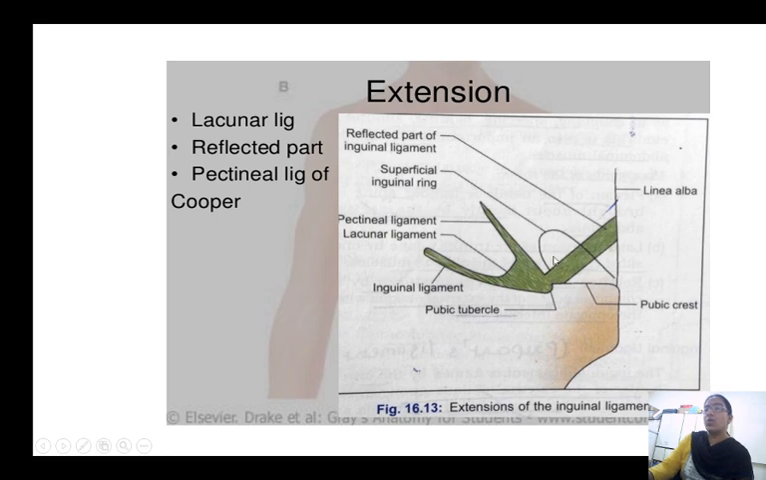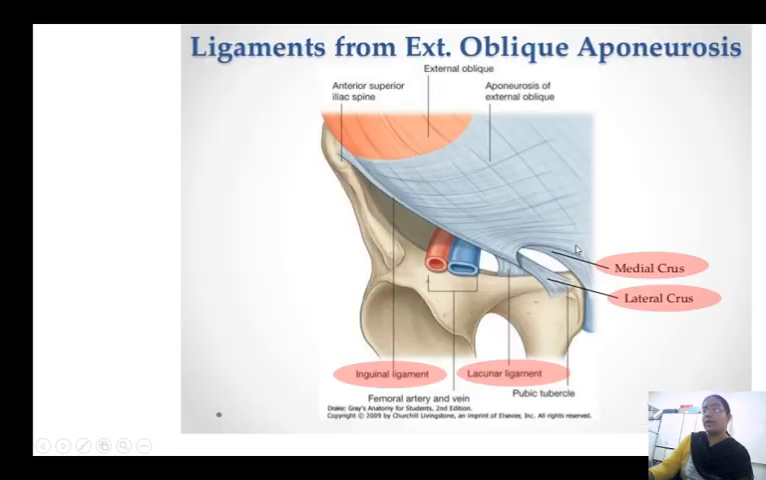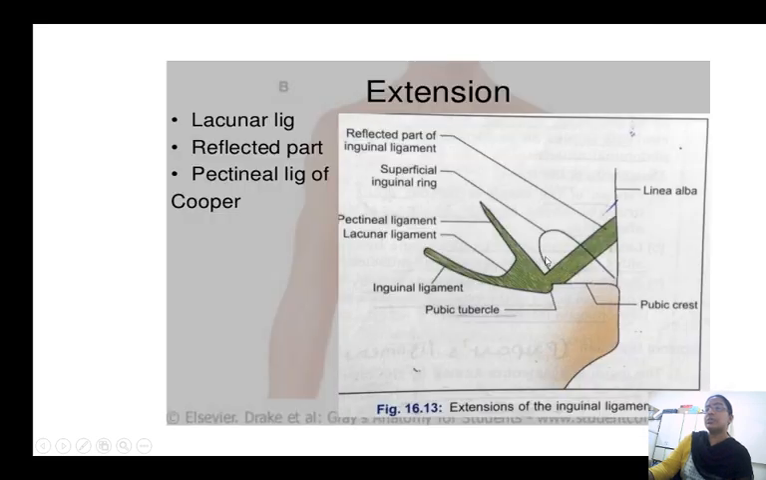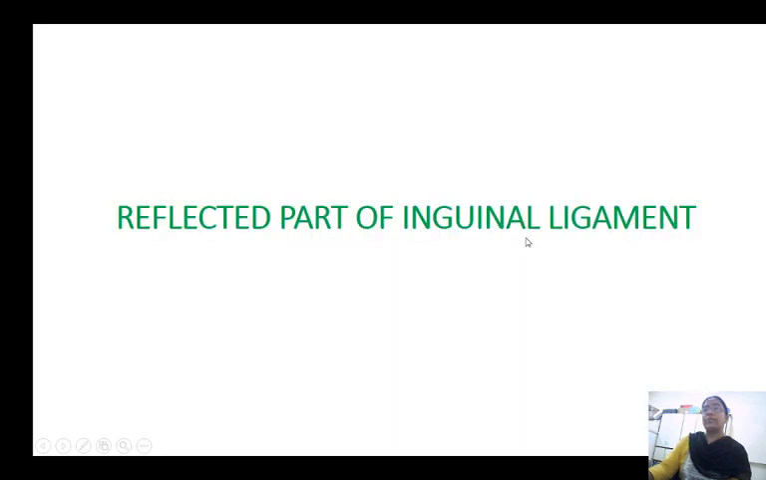When you see the superficial inguinal ring, it consists of a lateral crus and a medial crus. This is the lateral crus and this is the medial crus. This is another extra crus, which is formed by the reflected part of the inguinal ligament. So this is about the reflected part of the inguinal ligament.